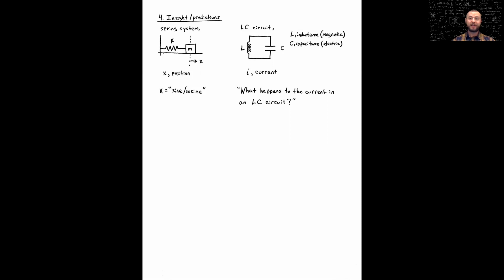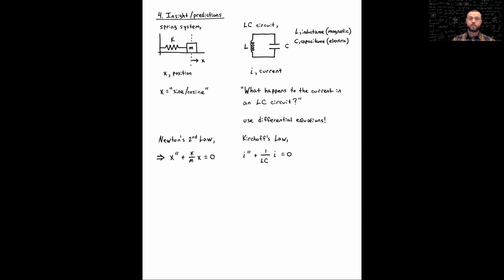All right, the question we're going to ask for the LC circuit, the different system, where you might not have any idea what happens, is what happens to the current in an LC circuit. So for instance, if we were to turn the circuit on, what happens to the current as a function of time? Now, for the spring system, we arrived at our differential equation by applying Newton's second law. And we have this differential equation there, which we saw earlier.